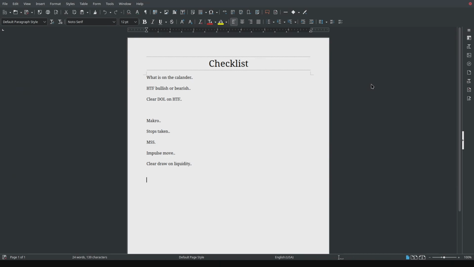Then you have your lower time frame checklist, which would be macro. What specific macro time with the setup that you expect to see or anticipate be falling into? Have the stops been taken out? Have we gotten a market structure shift? Did you have an impulse move? And lastly, do you have a clear draw on liquidity?